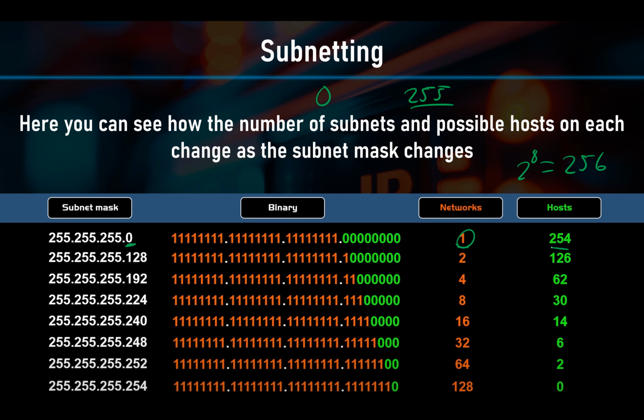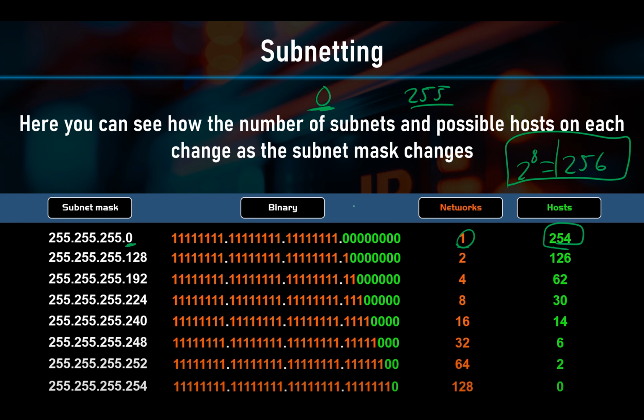Now, to be honest, this is not required for A level. So if it asked you, and you say there's 2 to the power of 8 or 256 different addresses available, or different hosts available, that's going to be sufficient. Even though, in reality, 2 of them are sort of reserved.